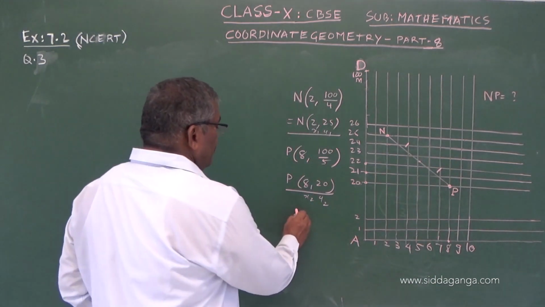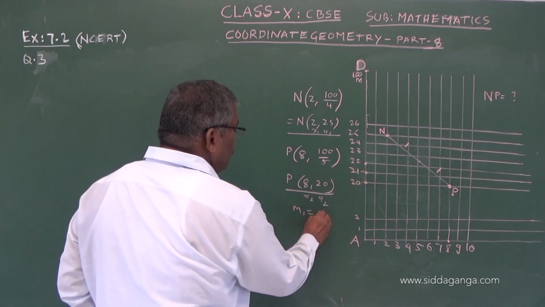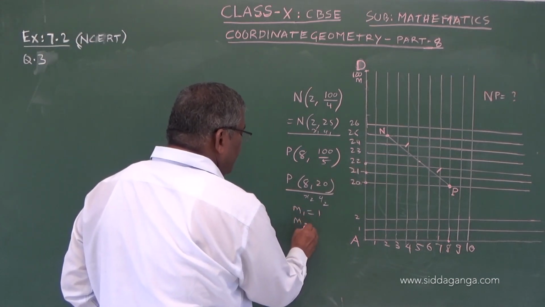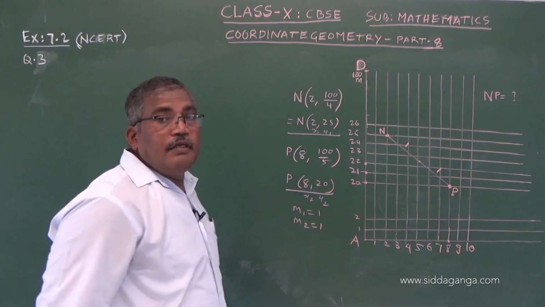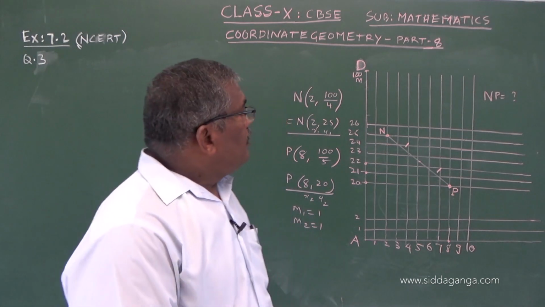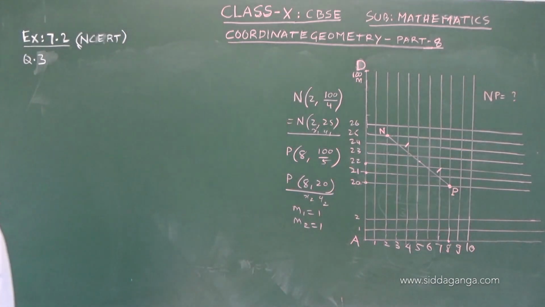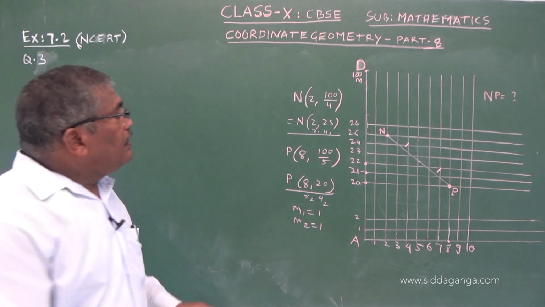So therefore, midpoint means M1 will be 1, M2 will be 1. So M1 is to M2 is equal to 1:1. So this is how we have to analyze the problem. So now with this we have to find out the distance.